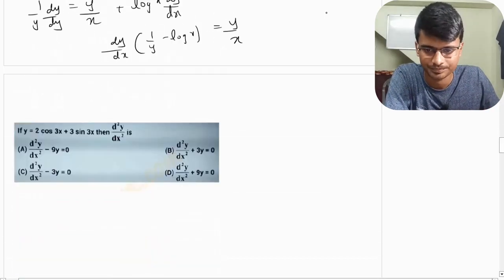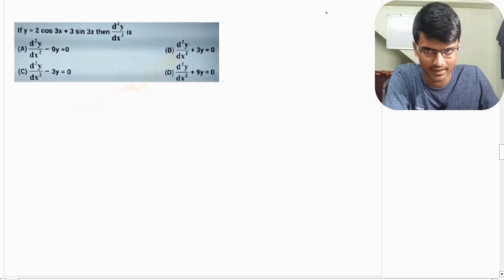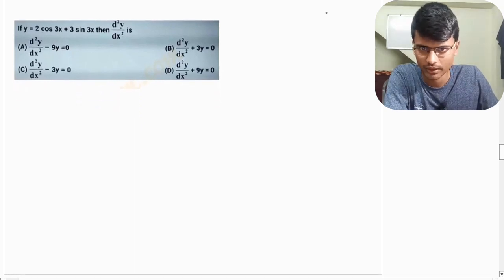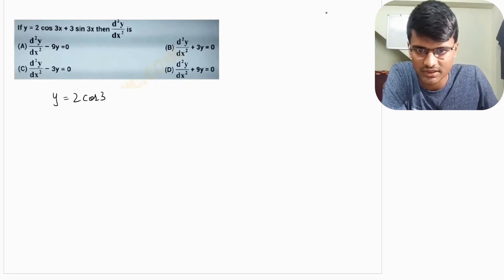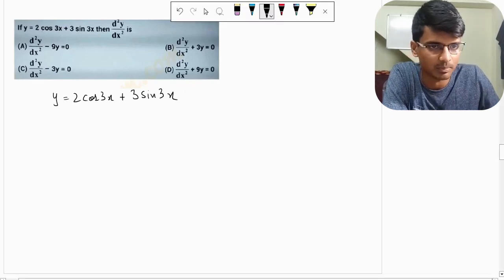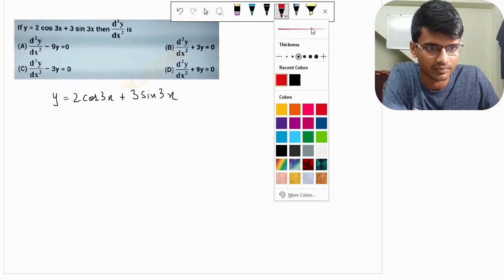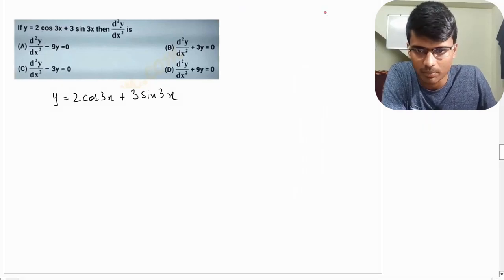Moving on. This is an interesting question that I picked. Let's solve. We have been given y is equal to 2 cos 3x plus 3 sin 3x. Let me change the pen, I'll take the red pen. I'll apply differentiation on both the sides, dy by dx.